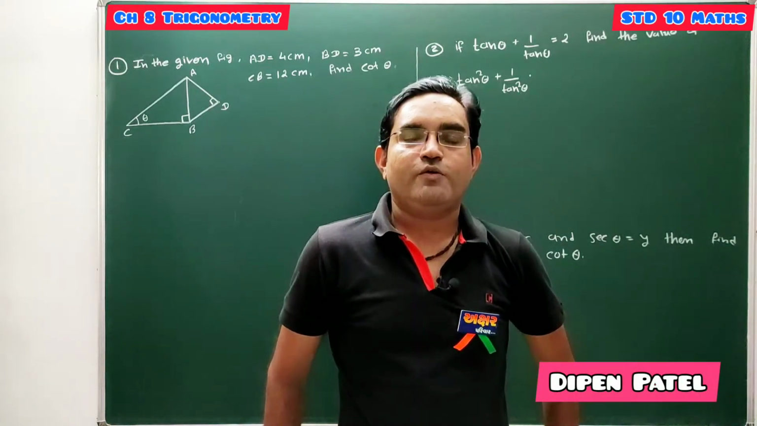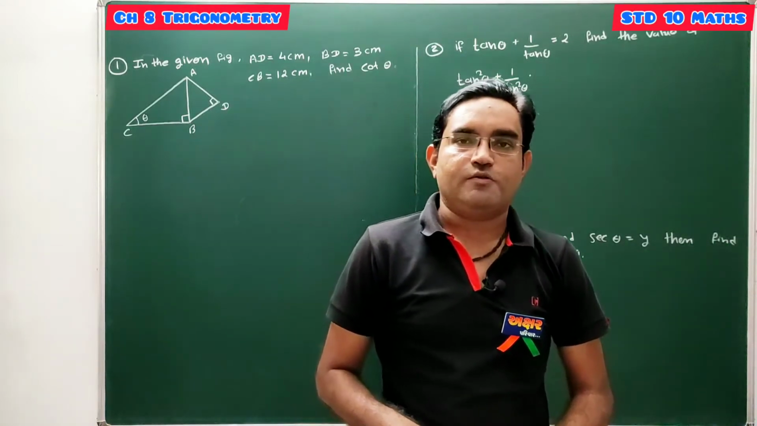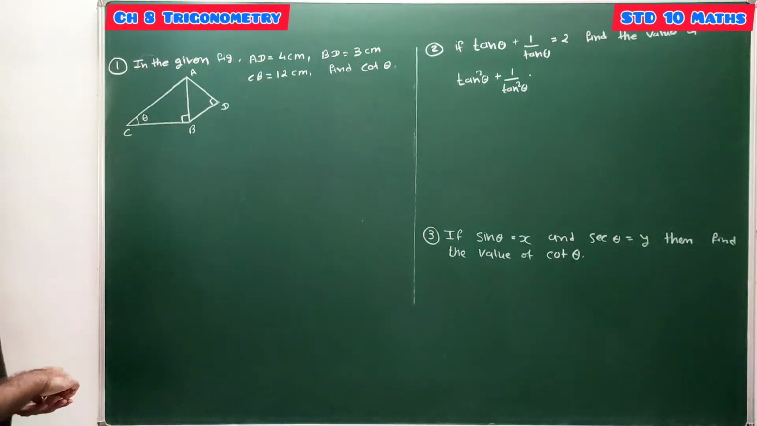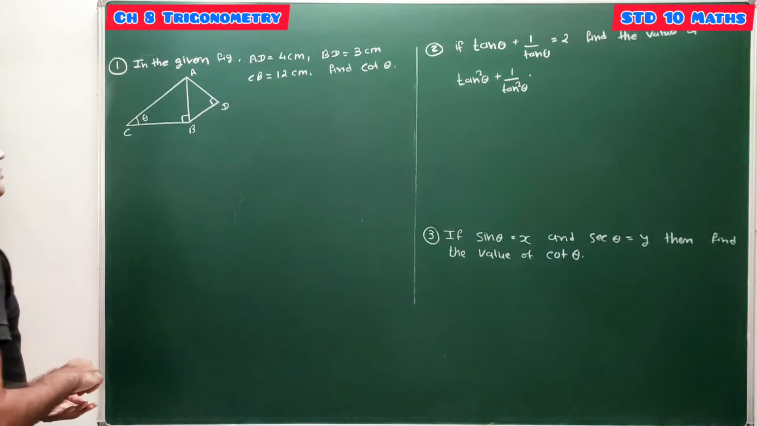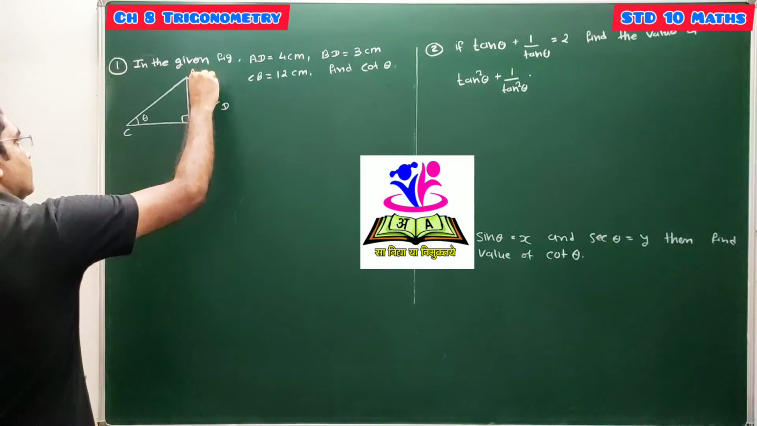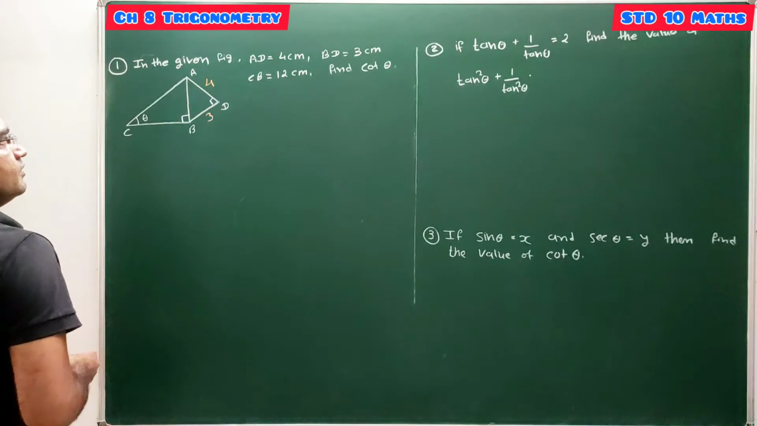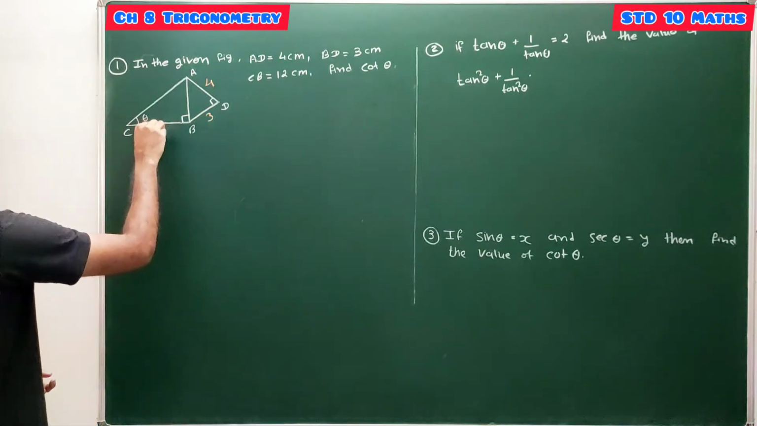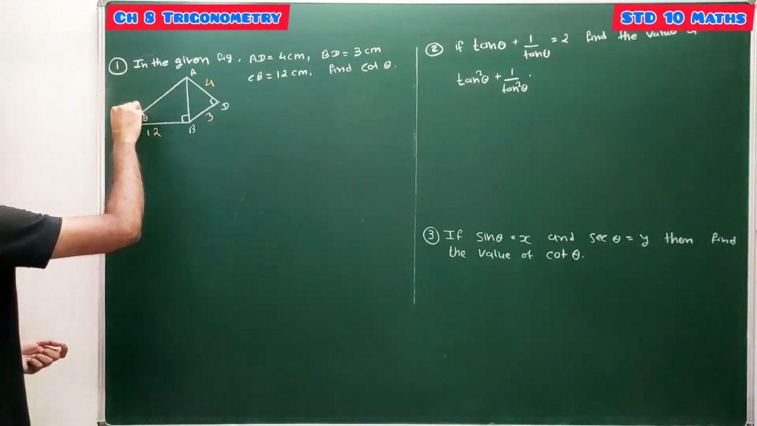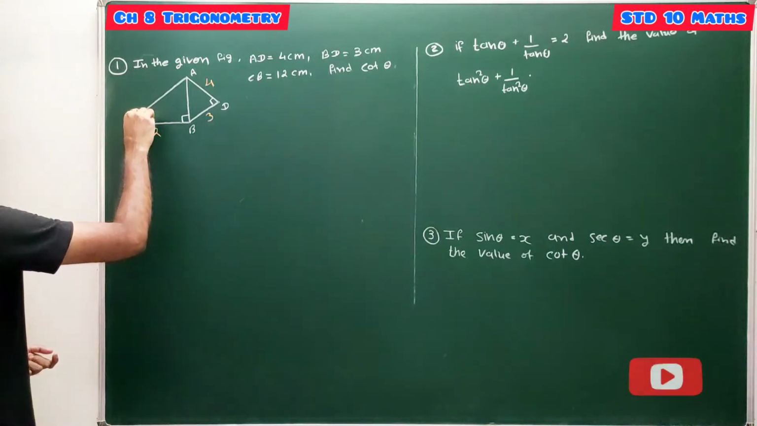In this video we are going to discuss additional practice sums based on trigonometric ratios, the definition of trigonometric ratios. So question number 1. Here one figure is given. In this figure we are given the length of AD as 4 cm, BD is 3 cm and CB is 12 cm, and find cot theta. You have to find the trigonometric ratio cot theta for this angle C.